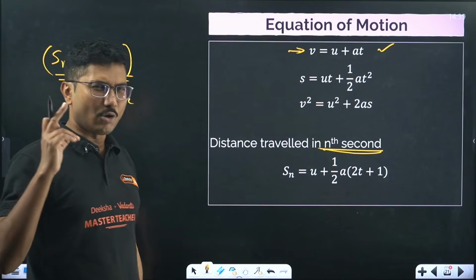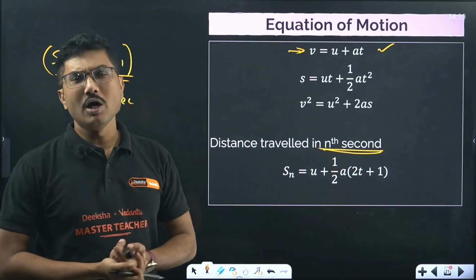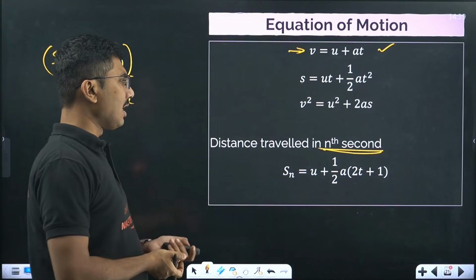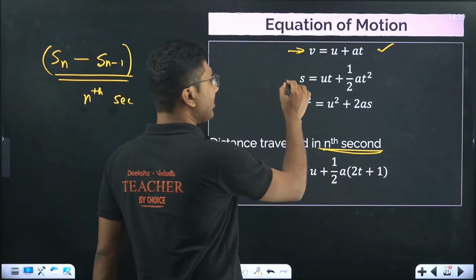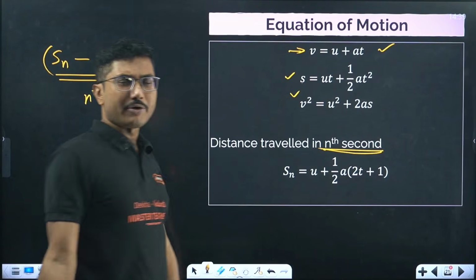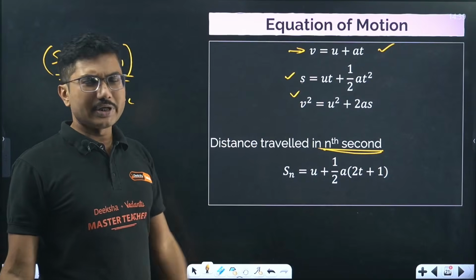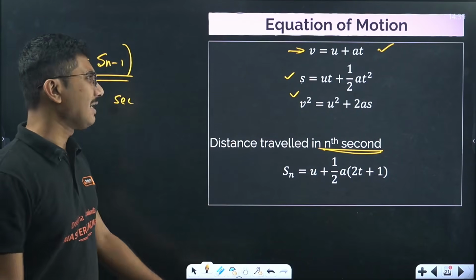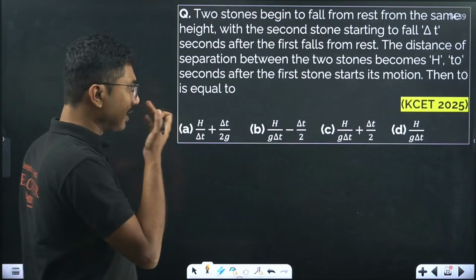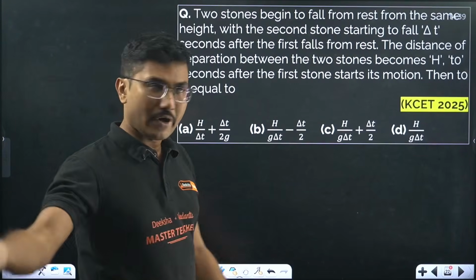In KCET, I think only once would this formula have saved you some time. Otherwise, not super important. As I mentioned, these two formulas are obviously important, and based on what values are given to you and what you are trying to calculate, you need to use the exact formula. Let's see one question from 2025.